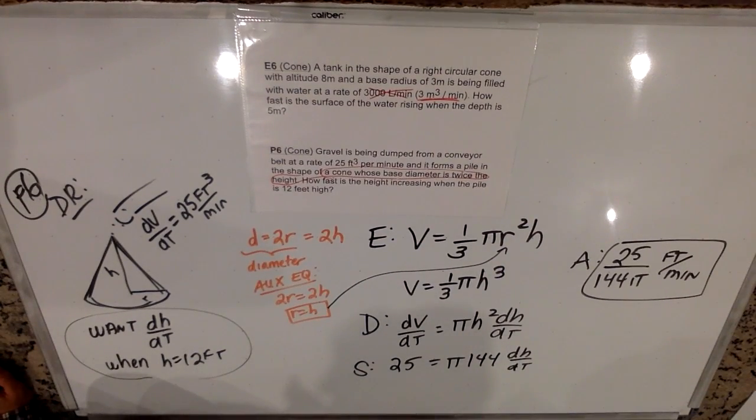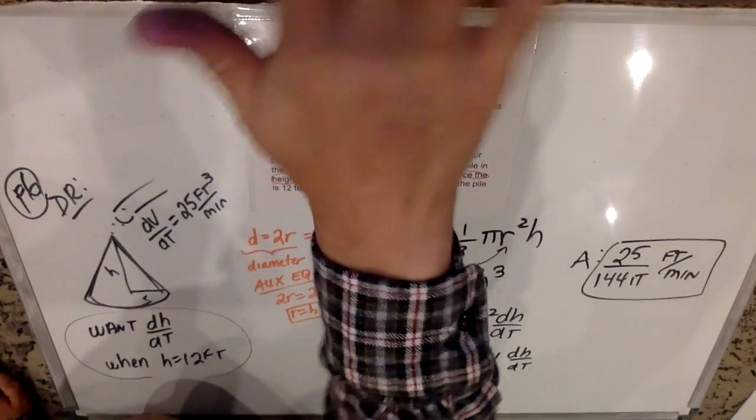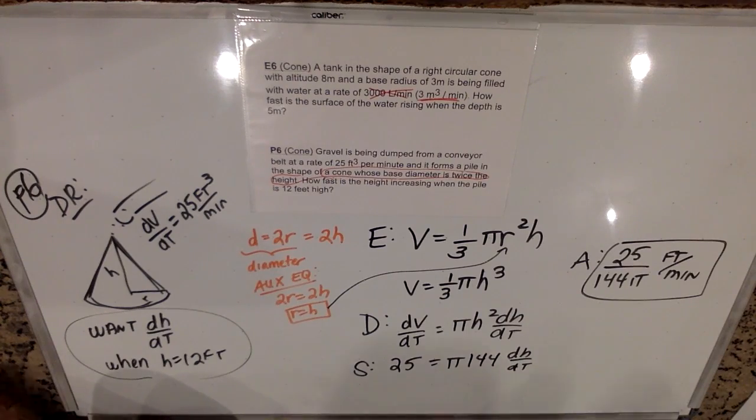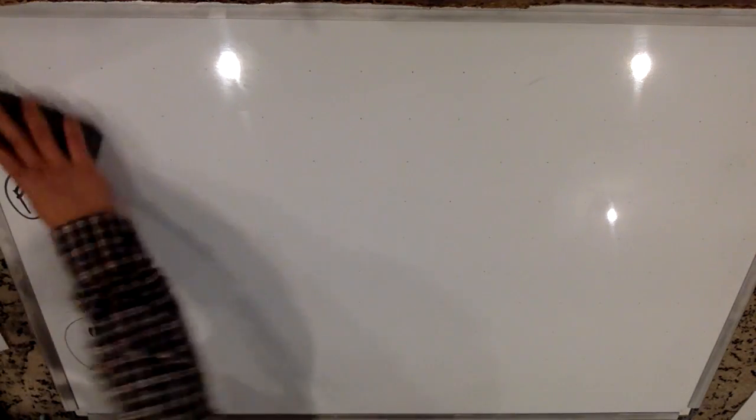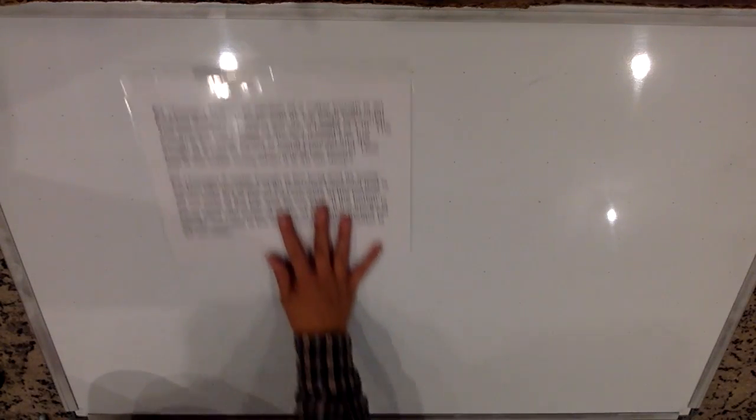All right, we're going to keep moving forward. Last examples, we're going to do what we call trough problems, and then that'll be it for our related rates section. All right, cool. Trough problems.